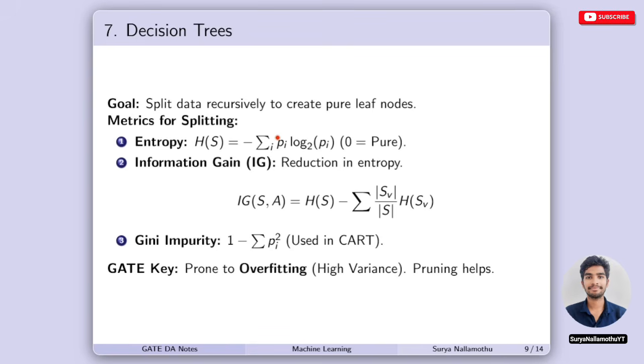Next, decision trees. The decision tree goal is to split data recursively to create pure leaf nodes. Yes, it splits the data recursively to create pure leaf nodes. And the next one is metrics for splitting. The metric for splitting is entropy. H of S is minus summation of pi into log pi. Zero is a pure node. This is the formula for entropy.